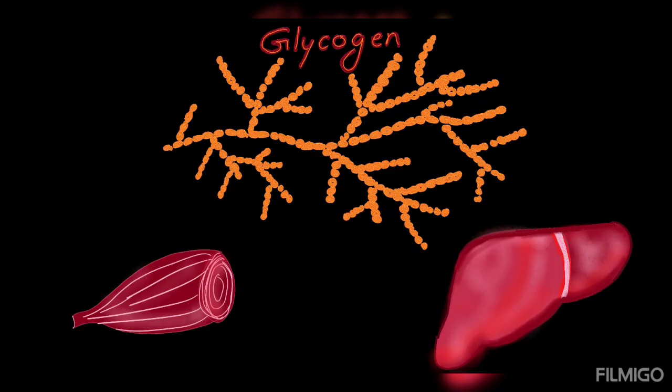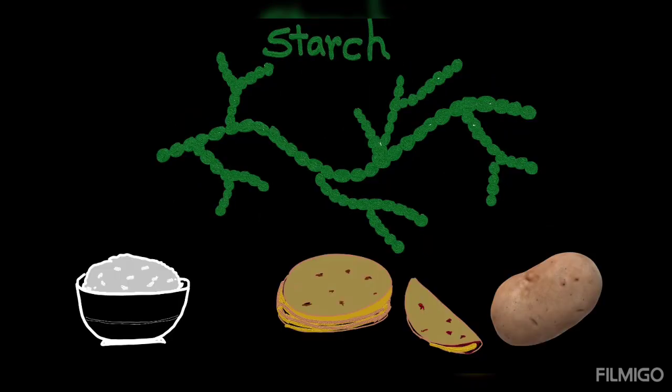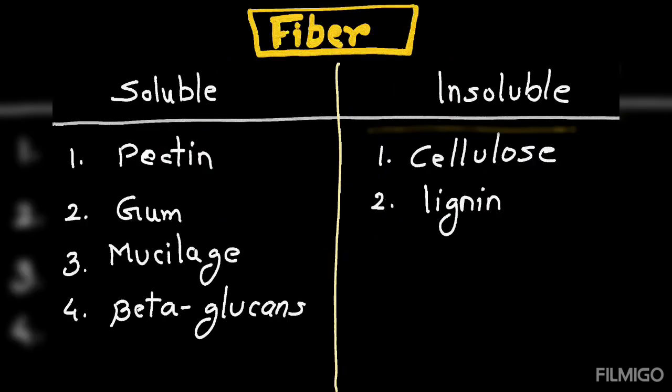One example of a polysaccharide is glycogen, which is a storage form of glucose in animals. It is found in the liver and muscles and is broken down into glucose when the body needs energy. Starch is another example of a polysaccharide, and it is a storage form of glucose in plants. It can be found in foods like potatoes, rice, and wheat. Coming to the last type of carbohydrate, that is fiber, which includes soluble and insoluble fiber.